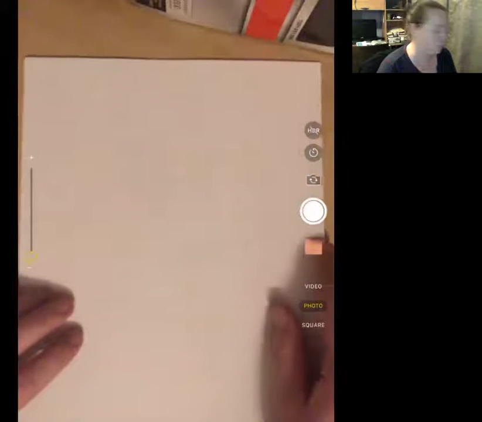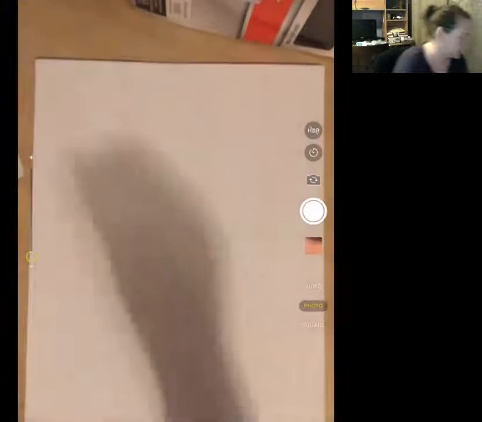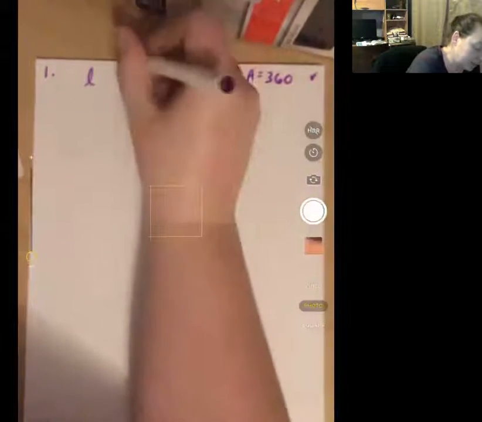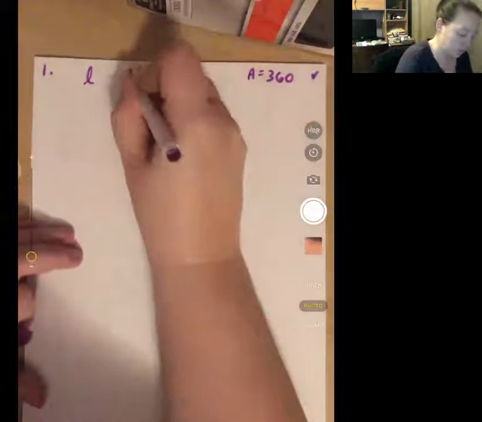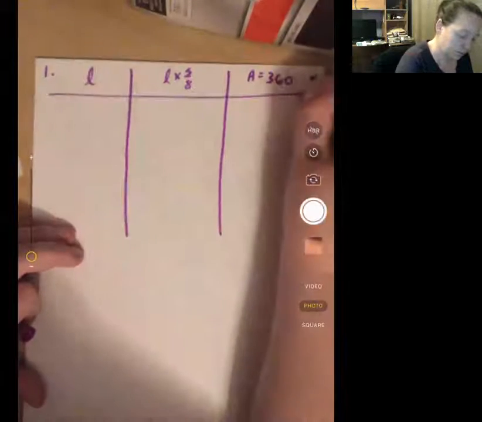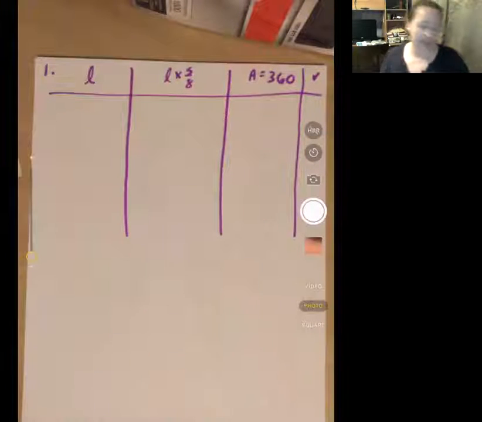Consuela's living room is the shape of a rectangle, and it has an area of 360 square feet. So our area is 360. There's our checkbox. The width of the living room is 5/8 its length. So we have our length, and then the length times 5/8 is going to be the width. Okay, so what is the length of the living room?